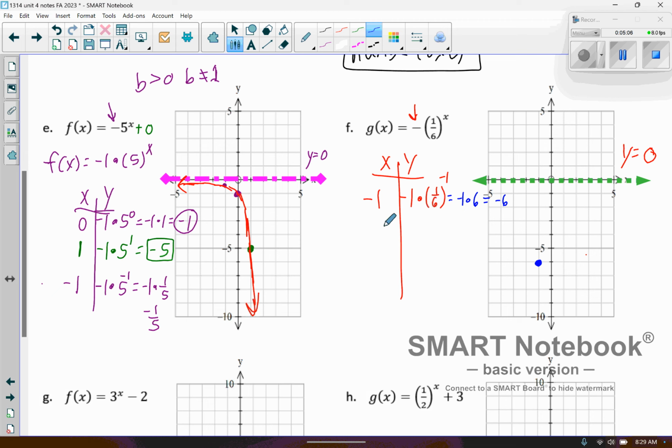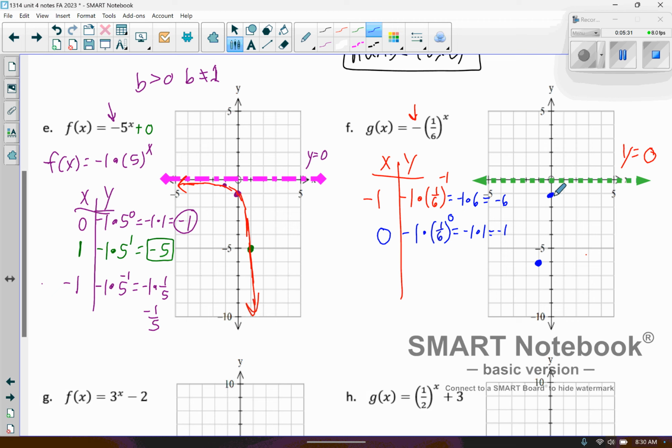So let's find 0. We're going to get negative 1 times 1/6 raised to the power of 0. Well, anything raised to 0 other than 0 is going to be a 1. So we get negative 1 times 1, which gives us negative 1. So we've got negative 1 right there when x is 0.